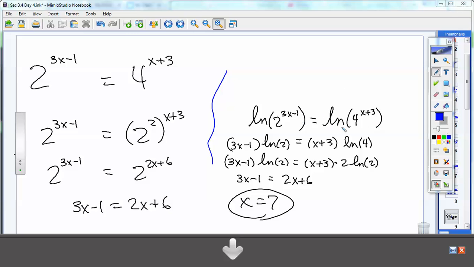Now here's what it looks like to do the log of both sides. You do the log, and I always like to just do ln. You can do log base 2, but ln.